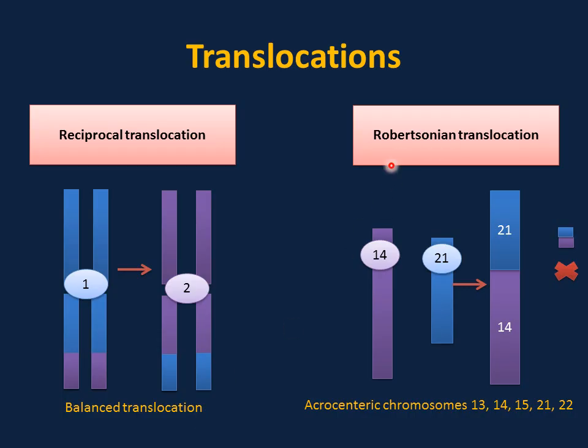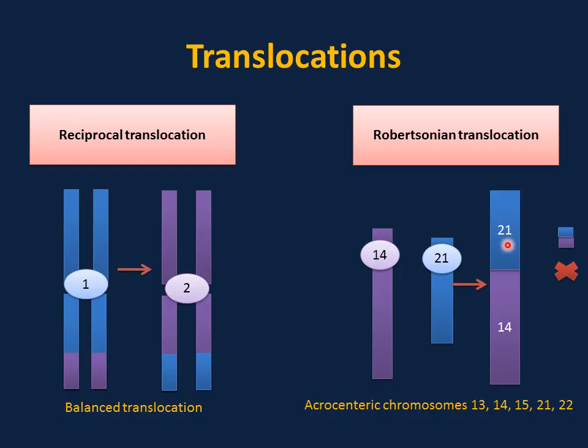Robertsonian translocation is the same idea, but the translocation occurs between specific chromosomes known as acrocentric chromosomes, which have a very short arm and a normal long arm. These chromosomes are 13, 14, 15, 21, and 22. When 14 combines with 21, it gives a longer chromosome, a combination of 21 and 14. The short arms are negligible, so this patient will have 45 chromosomes and is a carrier. This patient is healthy, no problem, as long as there are no children. But once they have children, problems can happen.